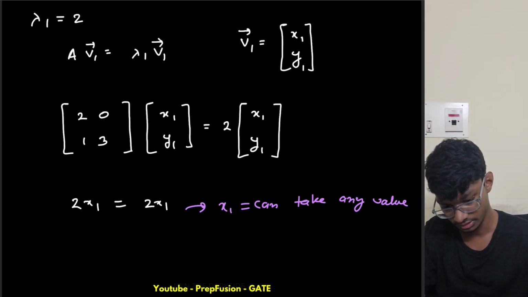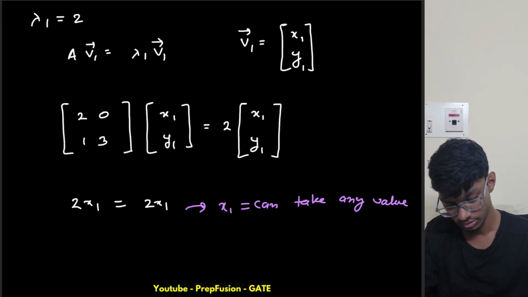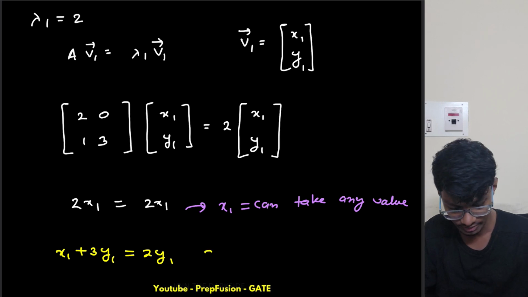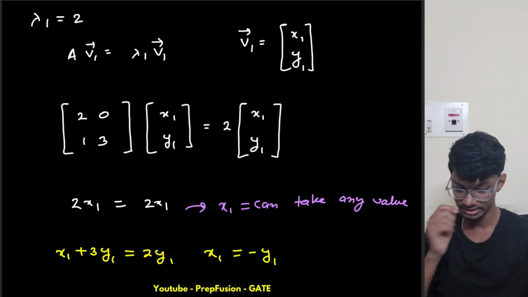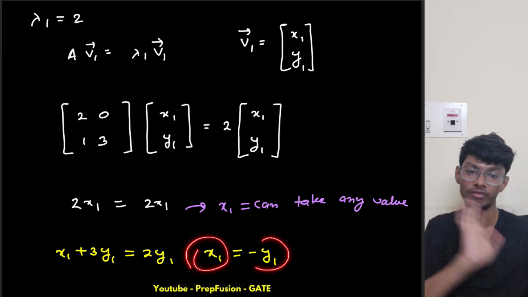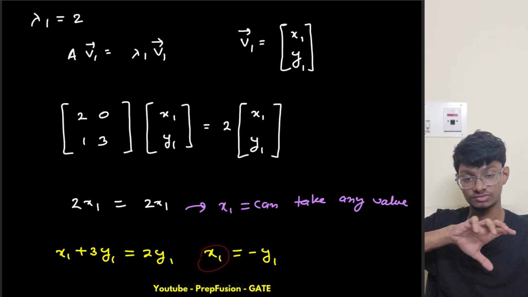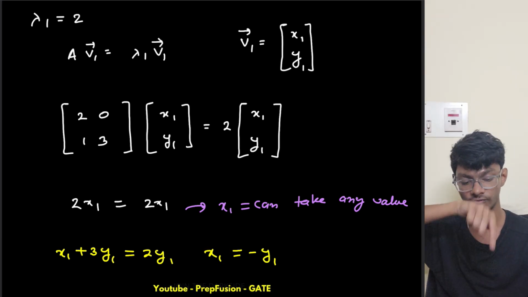Now in the next equation, let's do the bottom row. Equate the bottom row. So this is x1 plus 3y1 equals 2y1. So what do I get from here? x1 equals minus y1. So as x1 can take any value, y1 also can take any value, but one relation you have to follow: x1 should always be the negative of y1, or vice versa, y1 should always be the negative of x1.